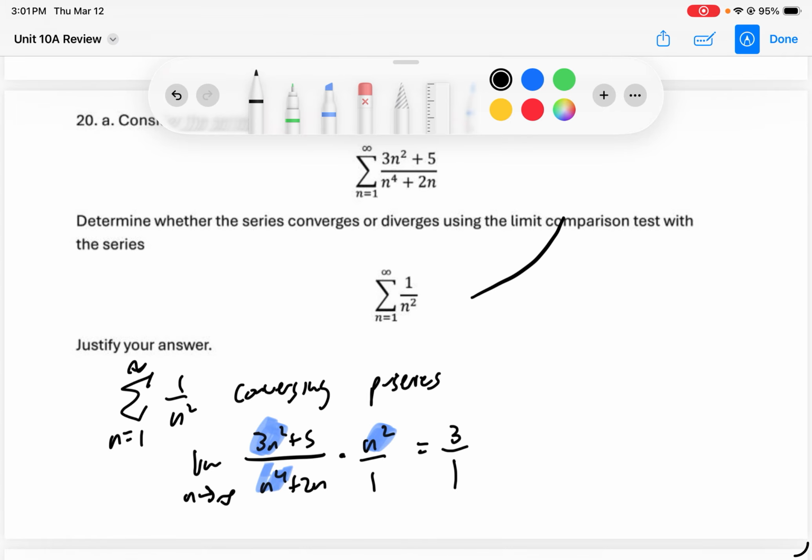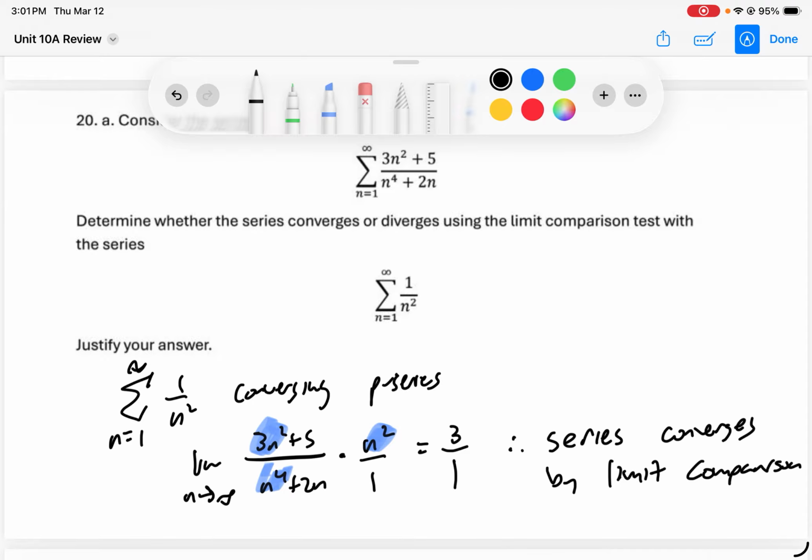If they don't act the same, then the ratio between the two would be getting huge, like infinity, or getting super small. So as long as L is a positive finite number, our original series converges by limit comparison, or the limit comparison test.